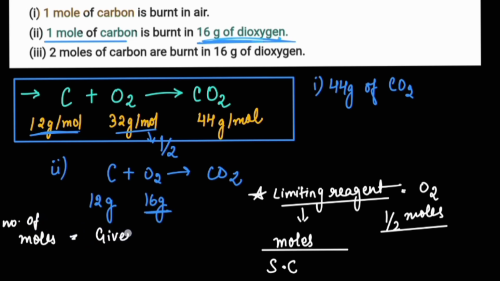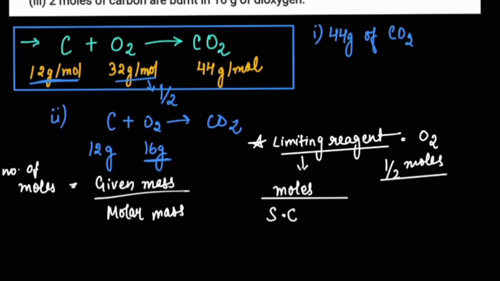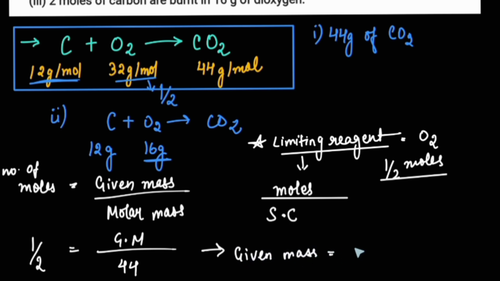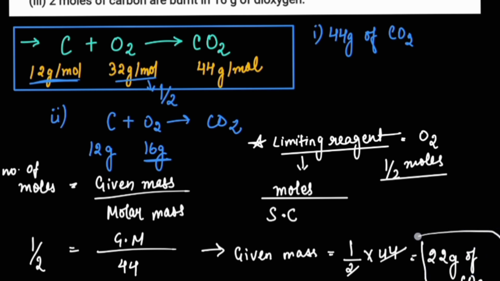Now to find the amount of carbon dioxide, we'll use the formula number of moles is equal to given mass upon molar mass. The number of moles of oxygen is given as half. So firstly, we'll write the molar mass, which is 44, the total mass of carbon dioxide. After calculating the given mass, we get half into 44, which will be 22 gram of carbon dioxide. So this will be our answer.